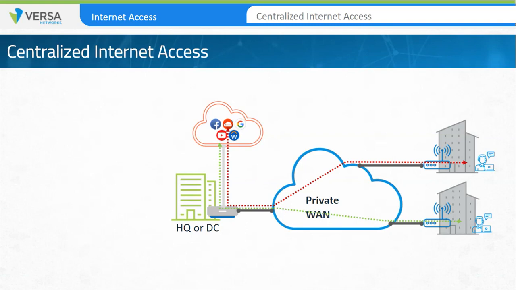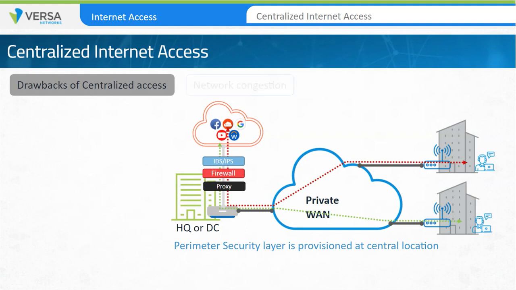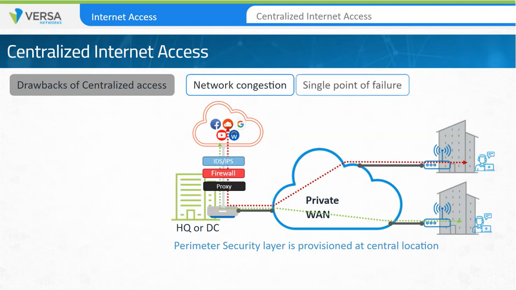At the centralized location, firewalls, proxy servers, IDS, IPS, antivirus, and other services are provisioned at the internet edge in order to protect the internal networks from security vulnerabilities. But there are a few negative aspects of using a centralized network approach for internet access, including network congestion, a single point of failure, and an increase in response time or latency.